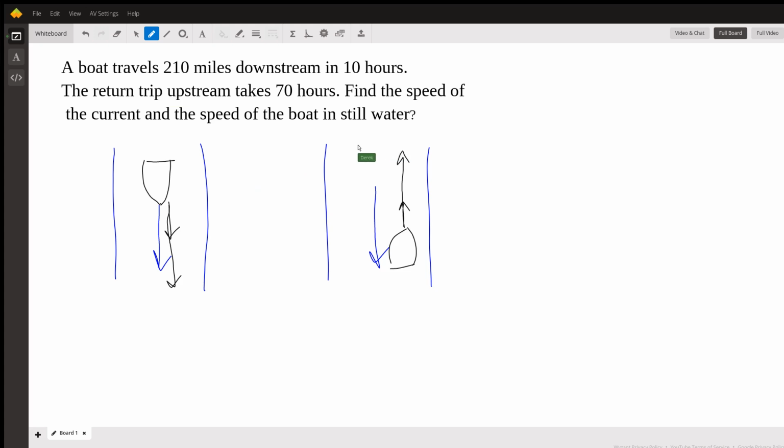Can I scroll on this? I guess I just add a new board.